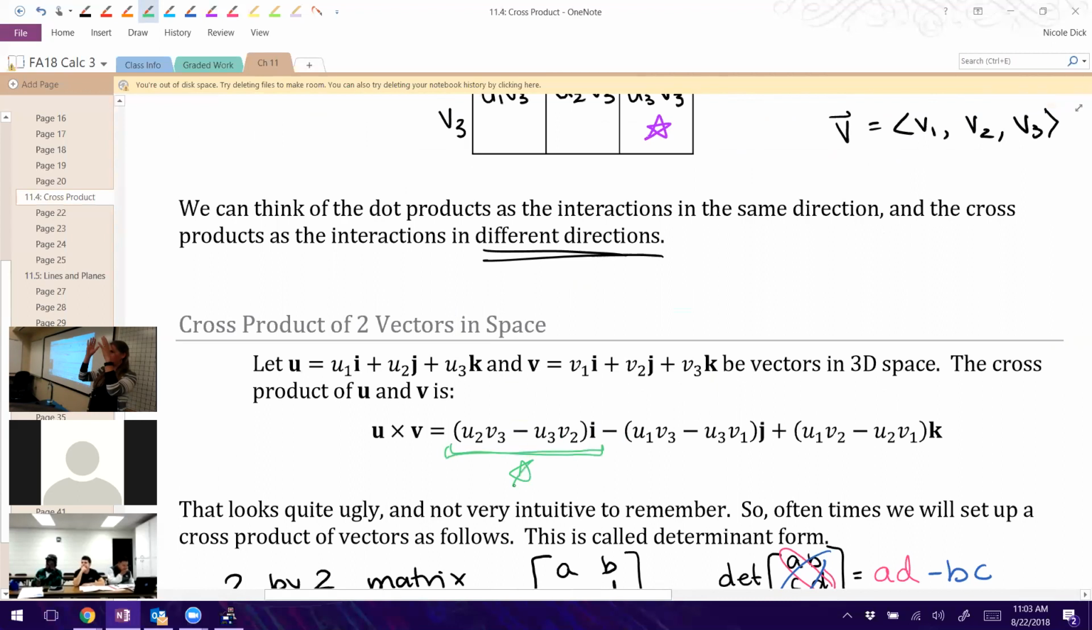It's basically saying, okay, we've got this 3 by 3 matrix we're building, and we want to know in the I direction, we're going to ignore that row and that column and focus on what's left over and find the determinant of that.